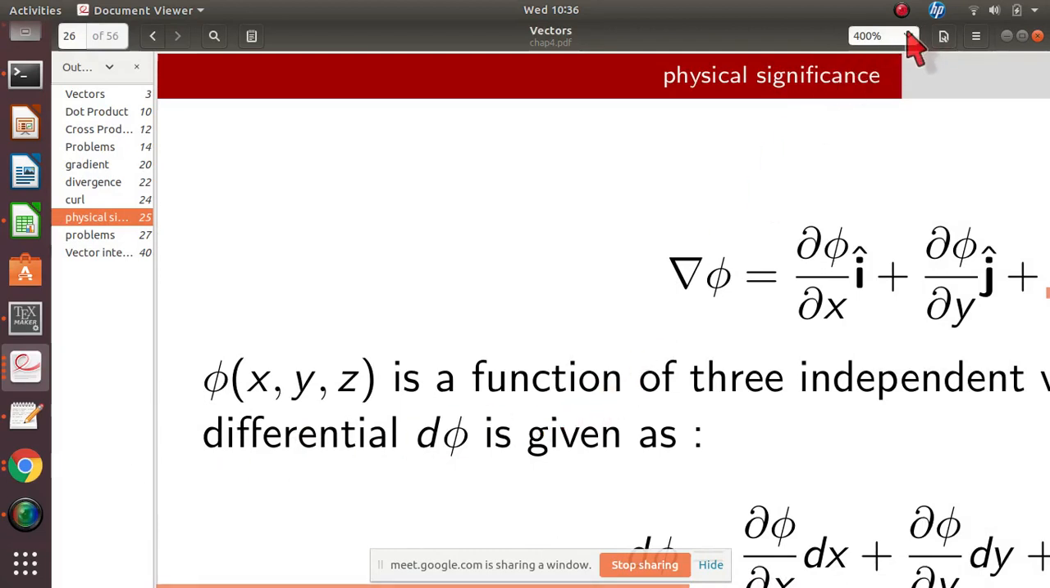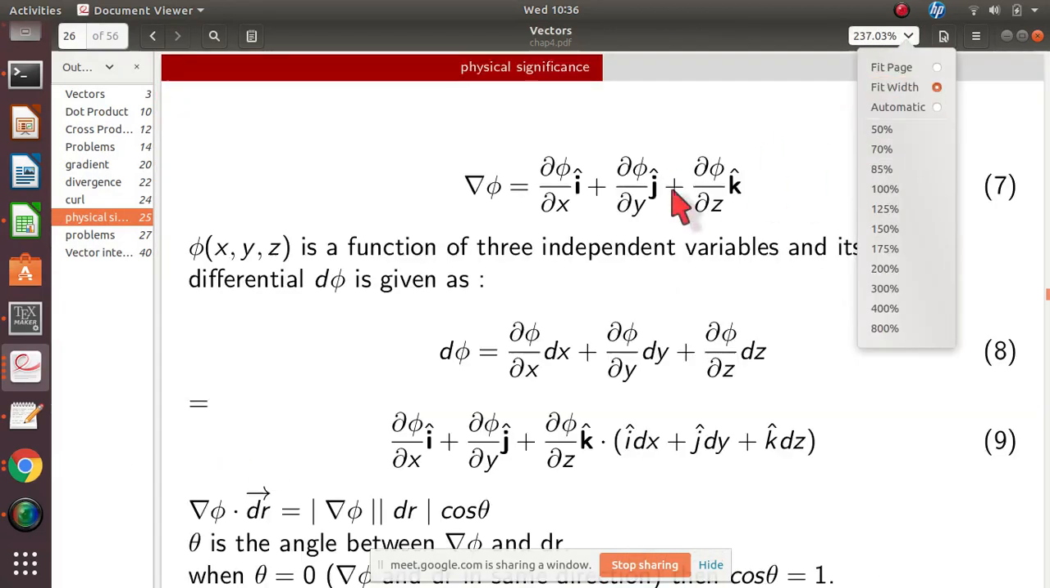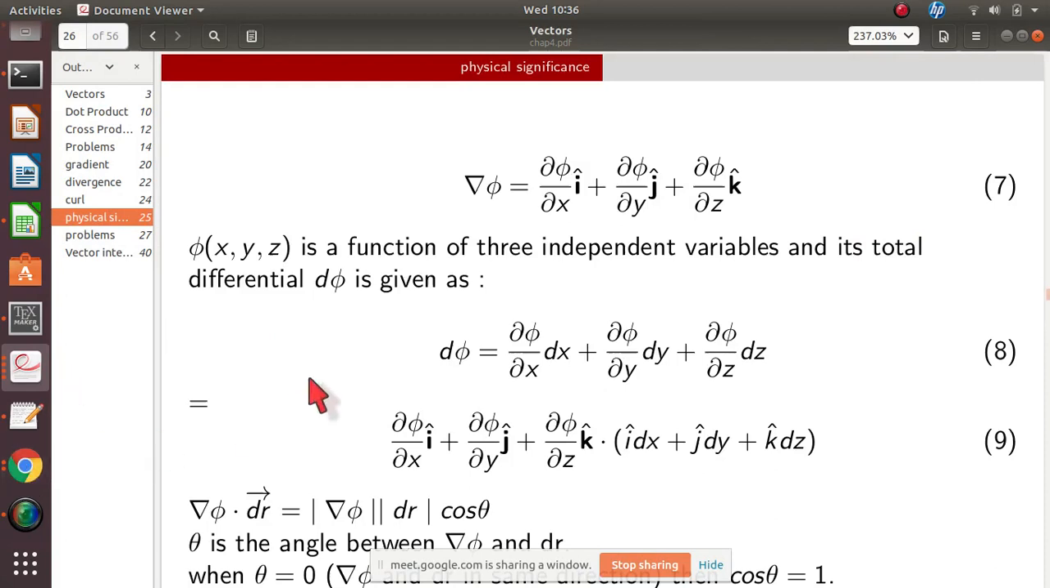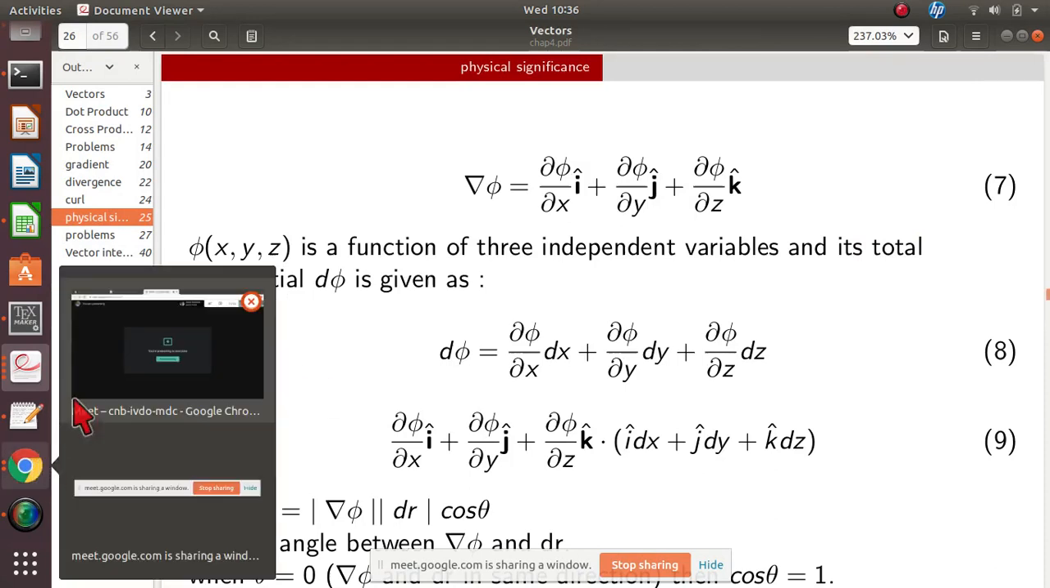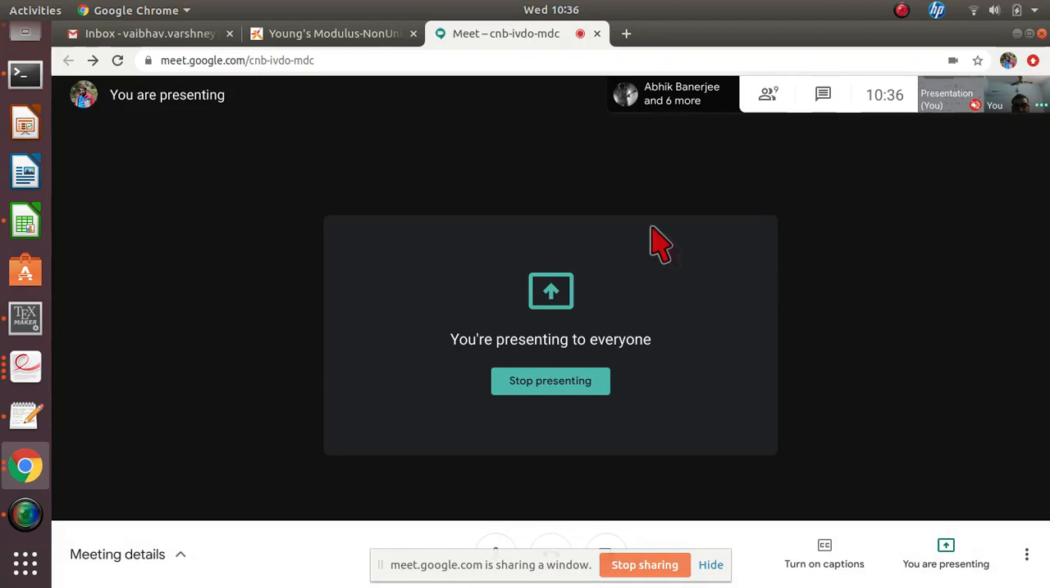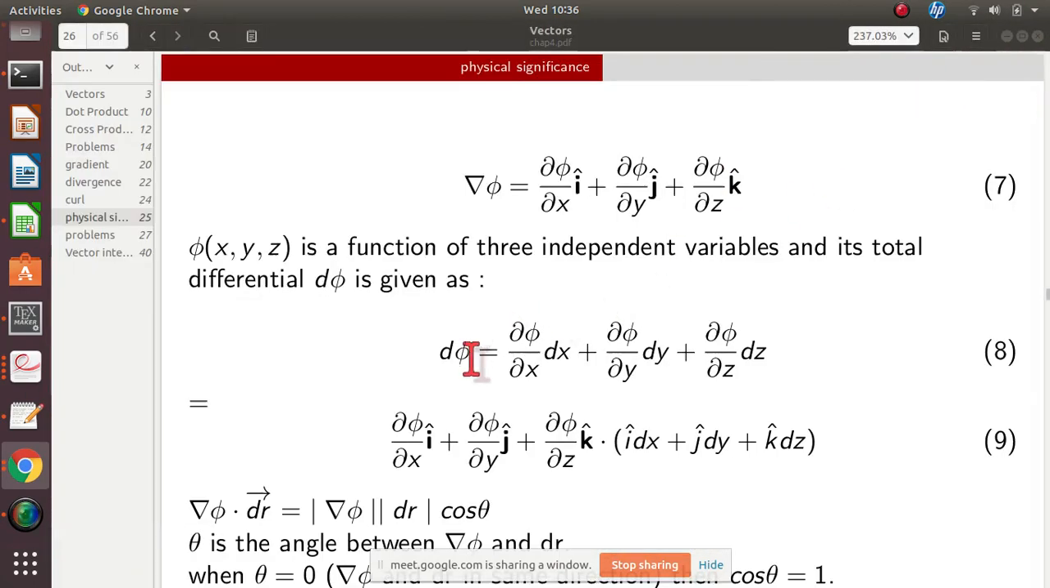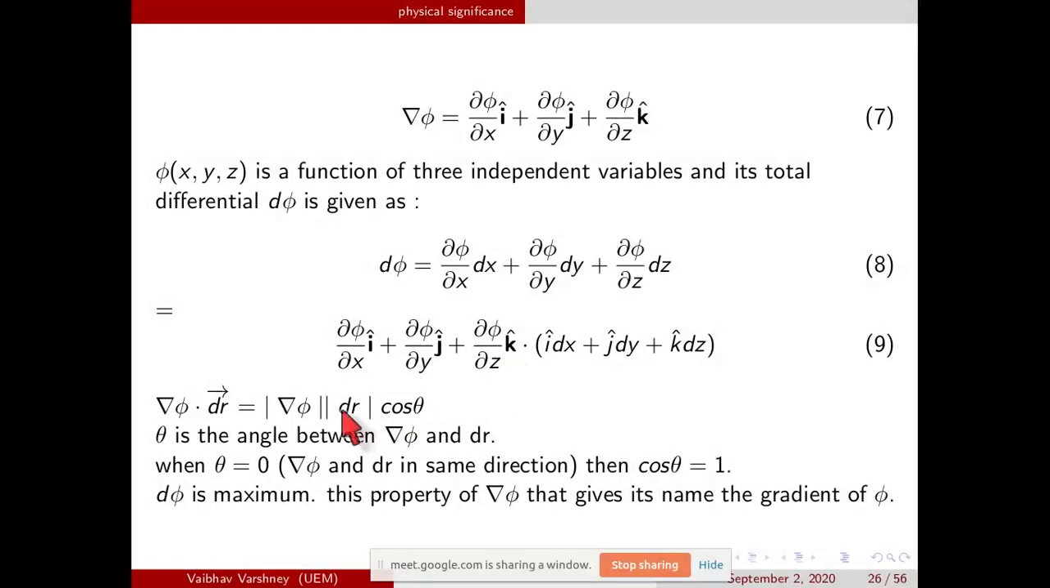Is this clear? Yes, sir. So if you expand the dot product, then this cos theta comes: magnitude of del phi into magnitude of dr into cos theta. So this point is clear, where theta is the angle between them.